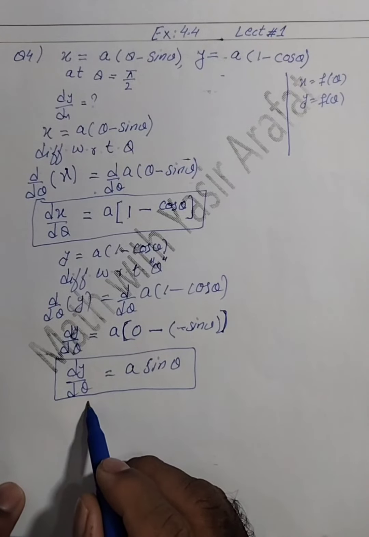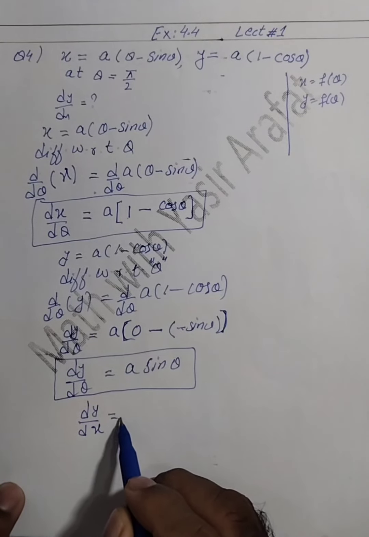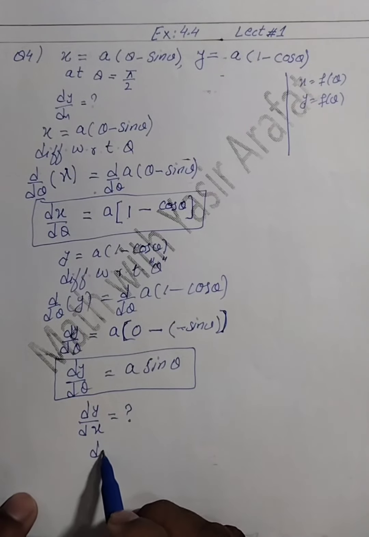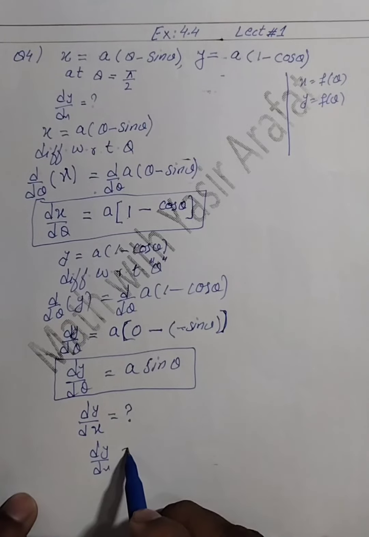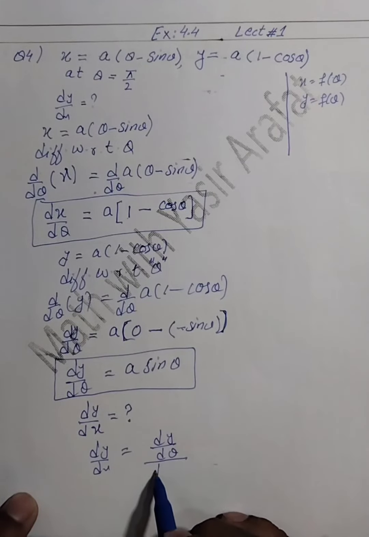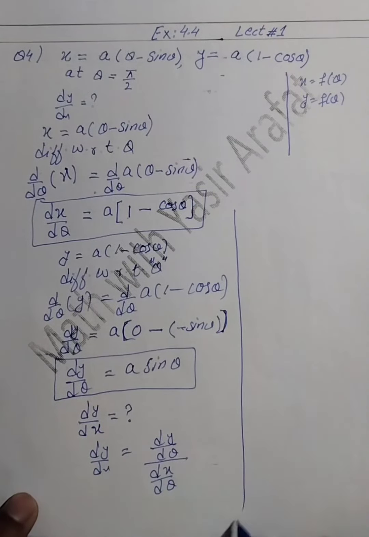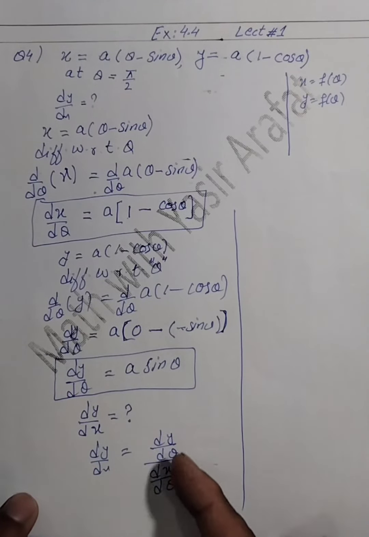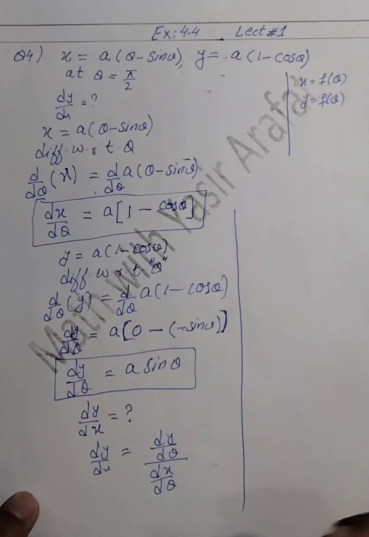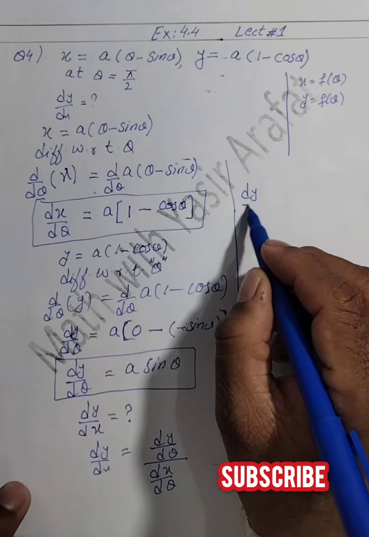But here we have to find dy over dx. That can be written in this form: dy over dx equals dy over d theta whole divided by dx over d theta. Indirectly we can write this because d theta will cancel out and we will get dy upon dx. That means indirectly dy upon dx can be written in this form. So here, dy over dx.